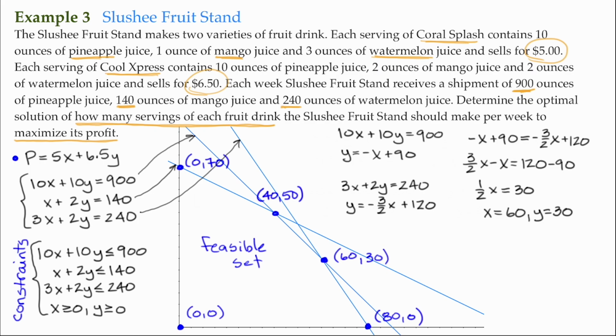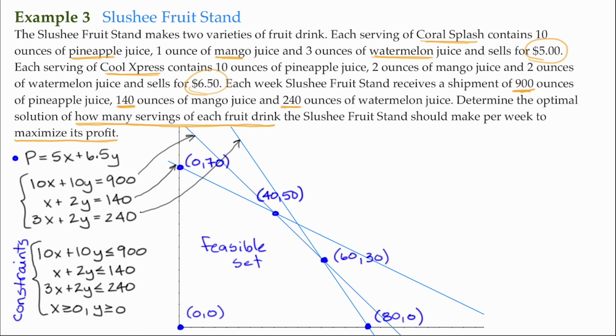So now that we have our graph and all our coordinates, the third step is now we got to check each one of these coordinates and determine which one gives us the maximum or the most optimal output. So then P is equal to, then we'll take 5. That's the price of the Coral Splash. There's no need to go ahead and use the origin here, 0 and 0. That would be 5 times 0 plus 6.5 times 0. That gives a profit of 0. And that certainly doesn't make sense.